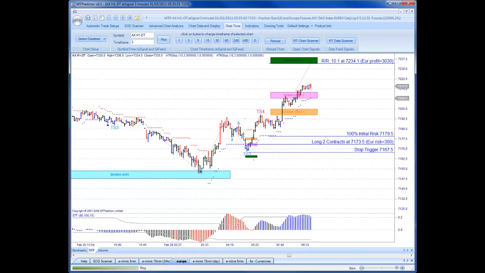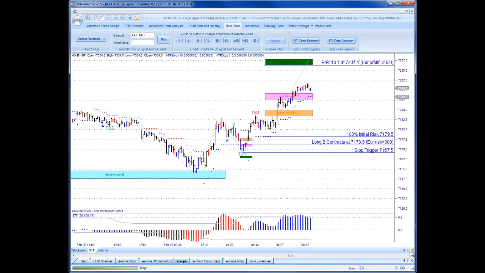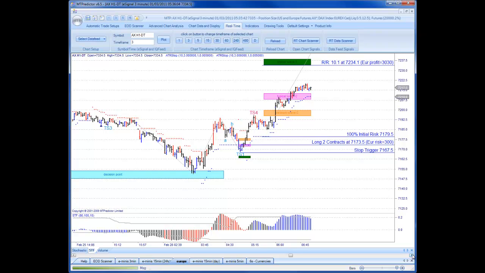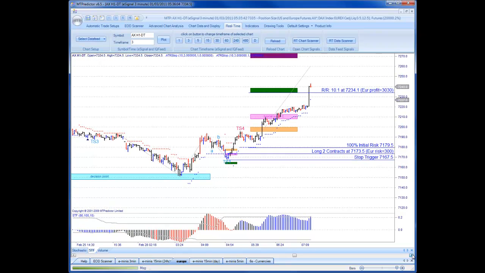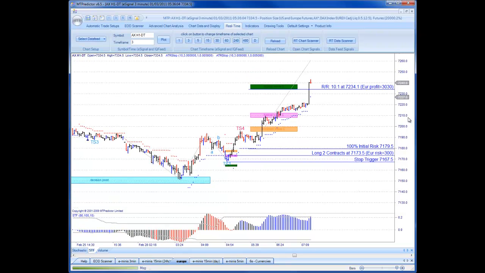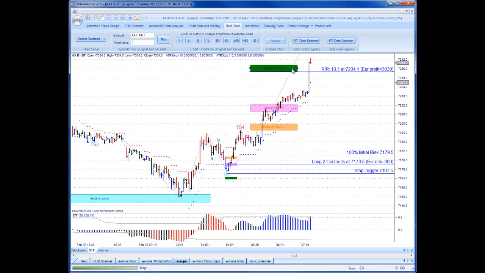So if I zoom out and then move forward a bit further in time, you can see, oops, sorry, I clicked the wrong button there. Market goes up, and here we are at the first target. So at the first target, there was a potential profit of 10 to 1.